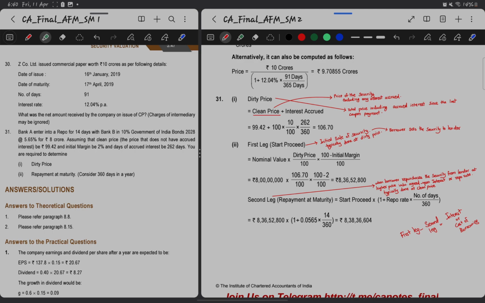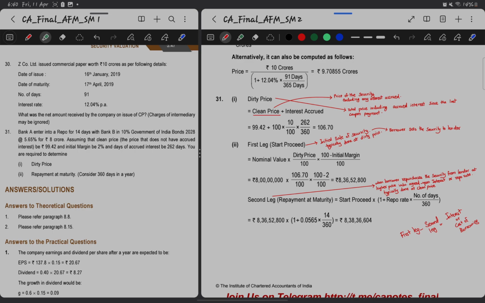Now the interest accrued is nothing but, for 10% government bonds, 100 into 10 by 100 into 265 days, divided by, assuming, 360 days. So calculating this, we are getting a value of 106.7, which will be the dirty price.